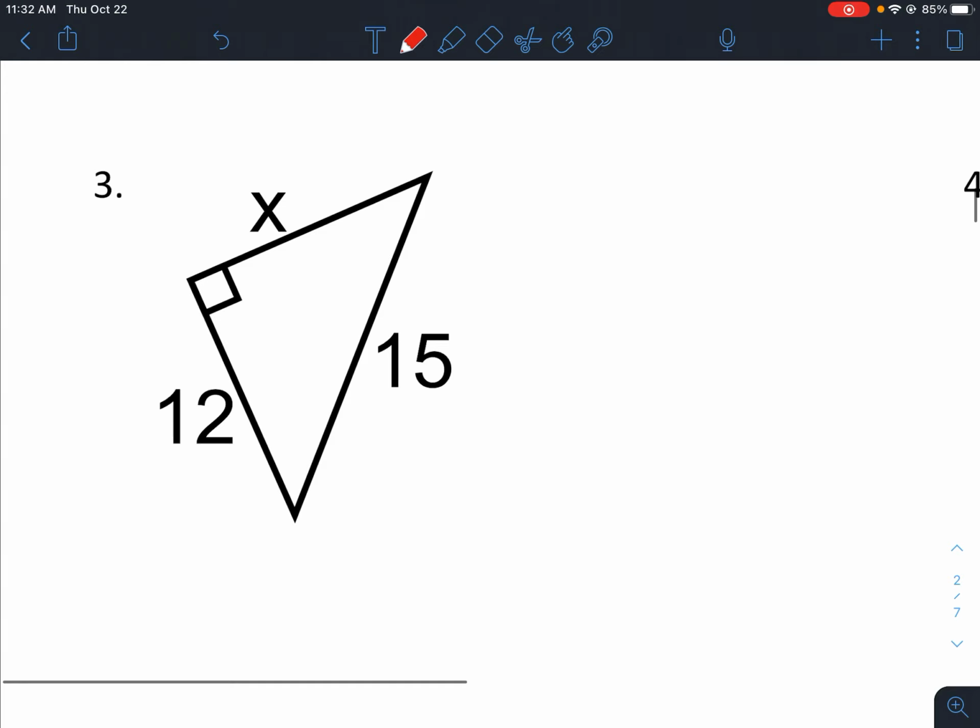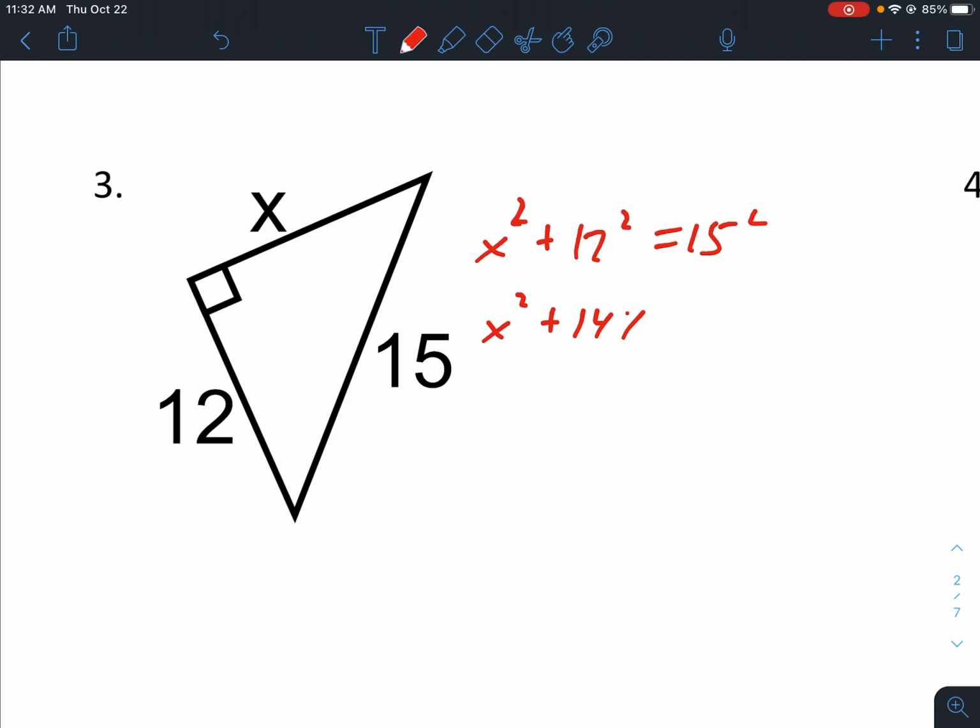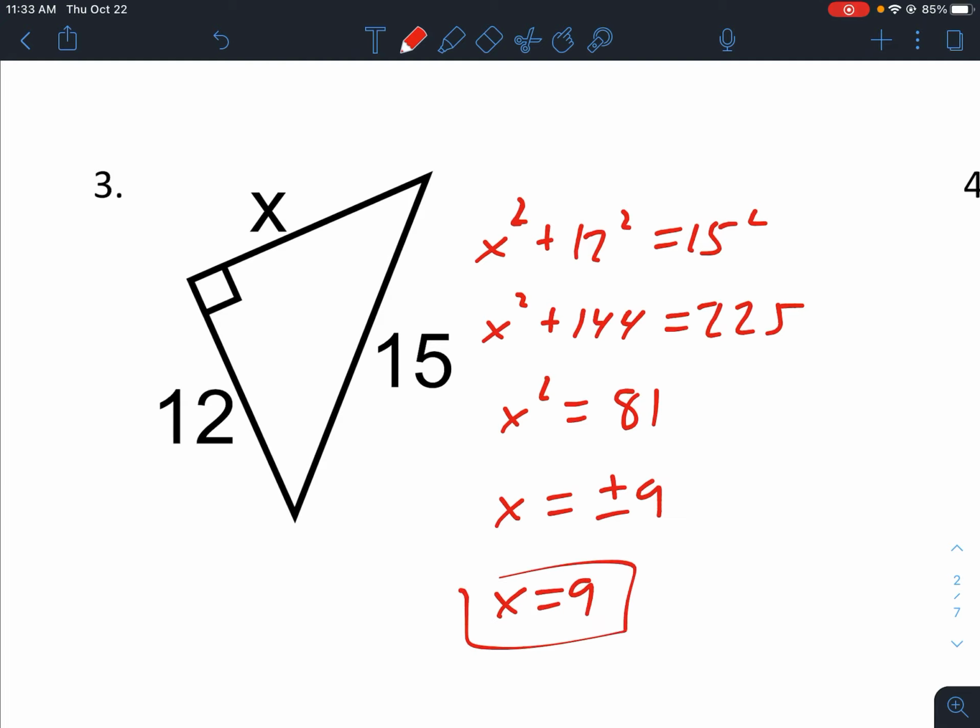Number 3, in this case, 15 is the hypotenuse, so make sure 15 goes by itself. So x squared plus 12 squared equals 15 squared. x squared plus 144 equals 225. Subtracting, we should get 81. Taking the square root, technically we get plus or minus 9, but this represents the length of a side. A side cannot be a negative length, so just 9 is our answer.